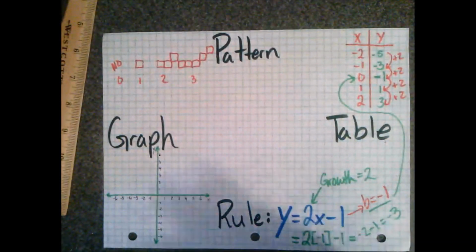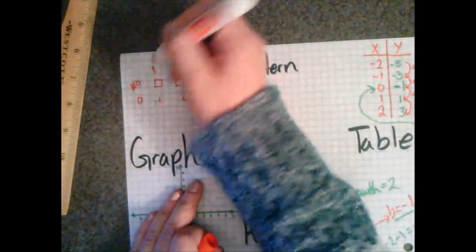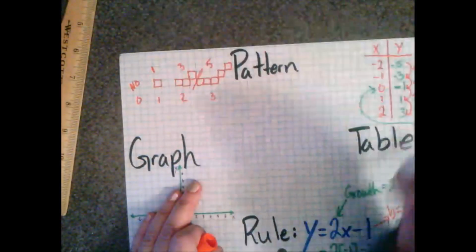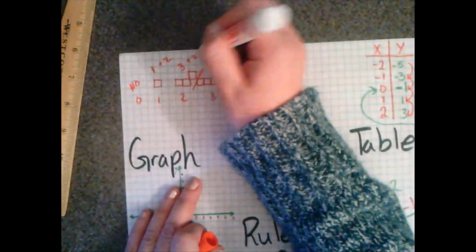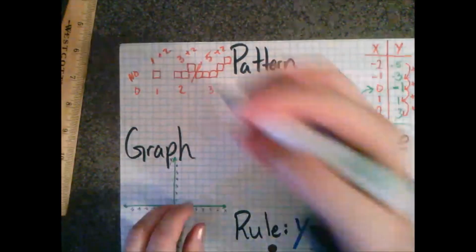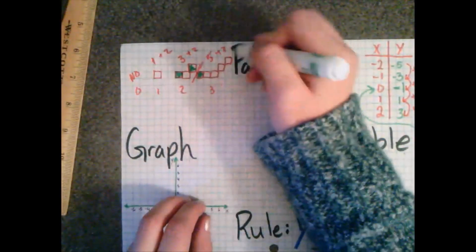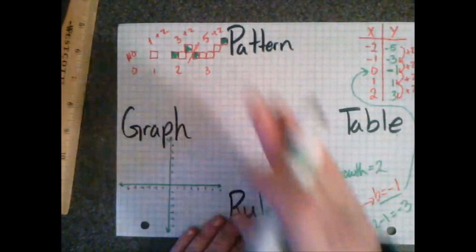That's my pattern. I start with one, then three, then five. So I'm adding plus 2, plus 2, plus 2. And we can show that in our pattern by coloring in what is added. So added, added, added, added. Boom. So we've just gone from a rule straight to a pattern.